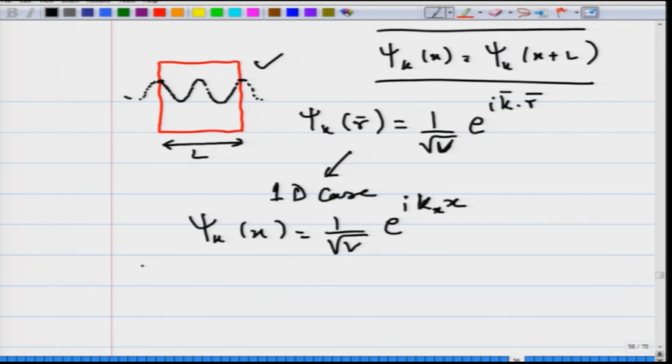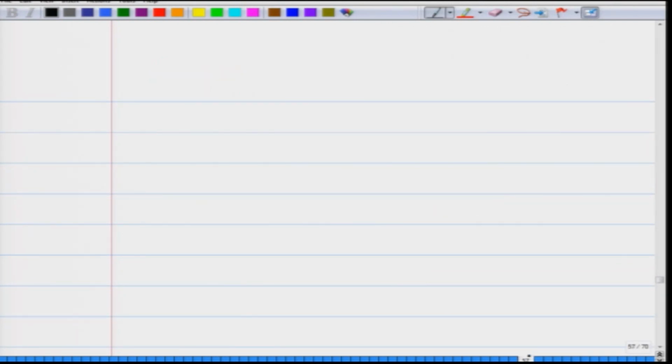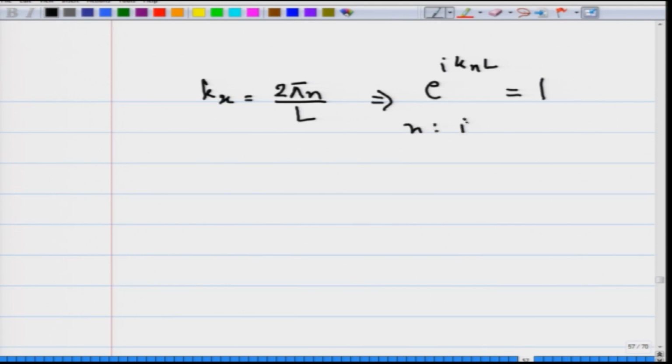But now, if I introduce the condition that psi_k(x) should be equal to psi_k(x plus L), what it implies is that e raised to i k_x x is equal to e raised to i k_x (x plus L), which tells me that e raised to i k_x L should be equal to 1, or that k_x should be 2 pi n over L. This will ensure that e raised to i k_x L is equal to 1, because if you put in 2 pi over L, you will get 1, and also for any integral multiples, where n is some integer. n could be 0, 1, 2 and so on.